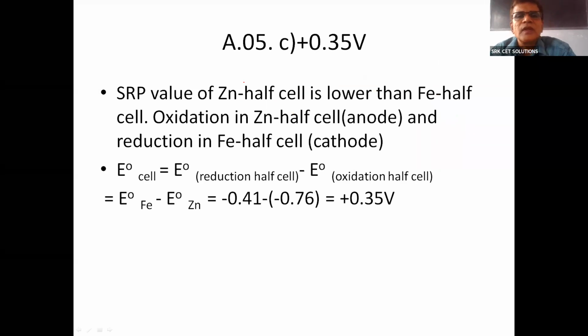Let us see. Yes, the SRP value of zinc half cell is lower than that of iron half cell. So oxidation in zinc half cell. As I told you, when you want to use the term anode, the process must be oxidation. Then when you want to use the term cathode, the process must be reduction. So now you take the difference in potential. We call it potential difference between reducing half cell and oxidizing half cell. That gives you the final value 0.35 volts.